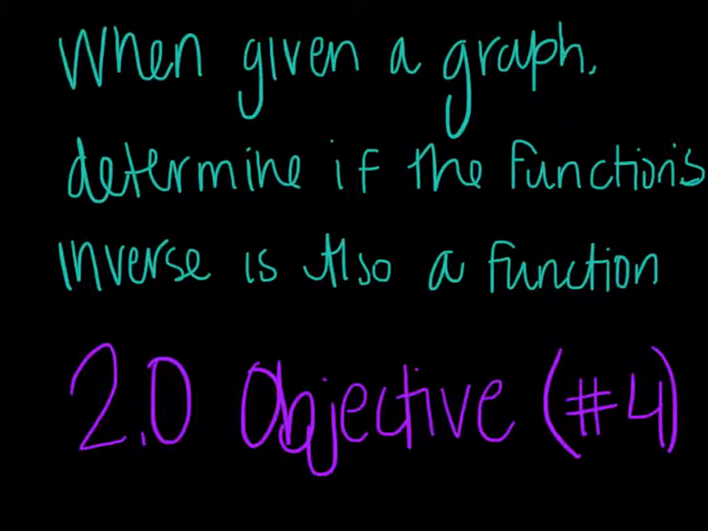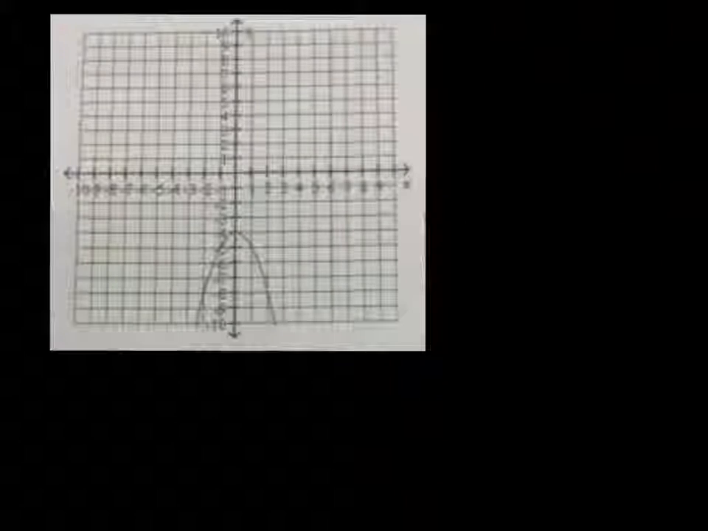This video is going to go over the 2.0 objective number 4 on your review. When given a graph, determine if the function's inverse is also a function. So in order to do this, we're going to take the original function and reflect it over the line y equals x. And when we do that, we're going to take all the current x values and switch them with y values.